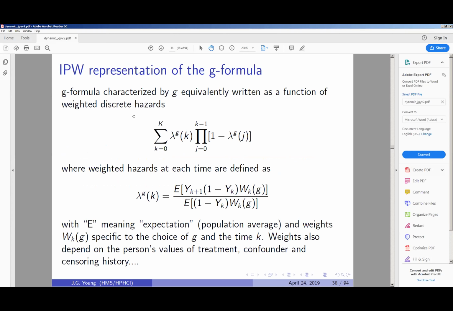So remember the G formula was that high dimensional sum over the L bar K. It turns out that you can just rewrite it, this is just algebra, as a function of weighted discrete hazards. So that's this guy here, where the weighted hazards at each time, again, hazards meaning discrete hazards, are just defined like this, where expectation here means just a mean.